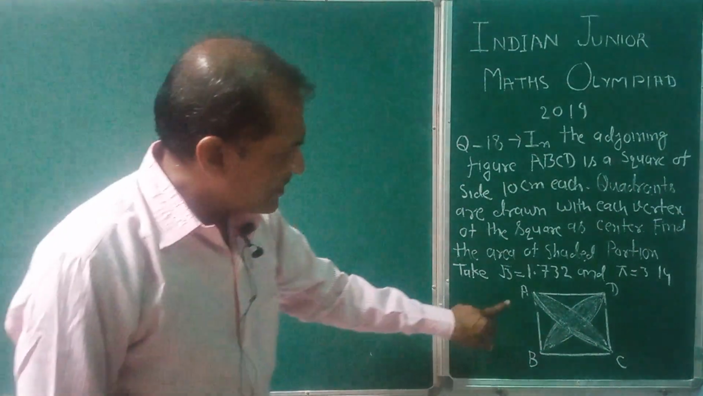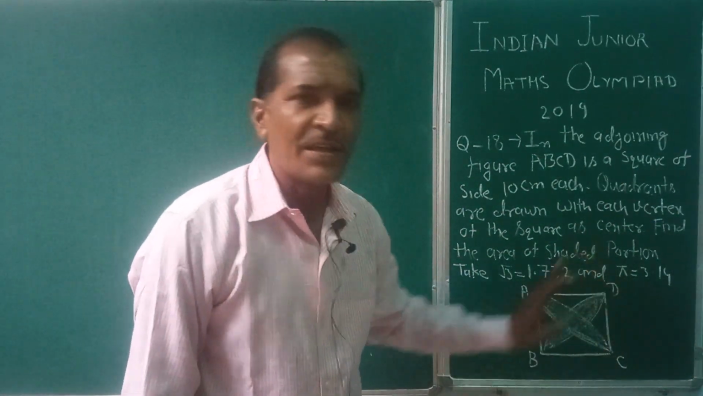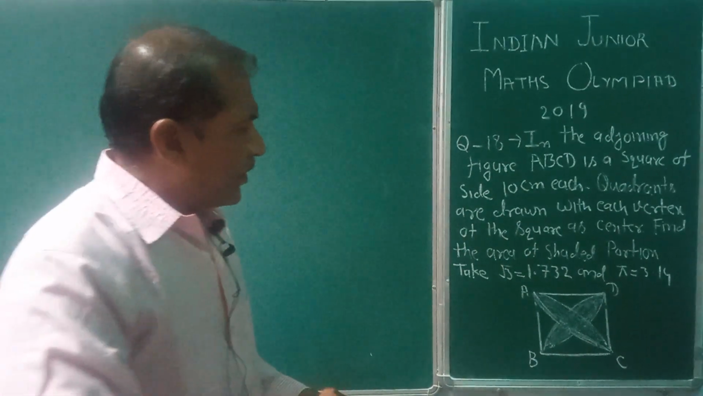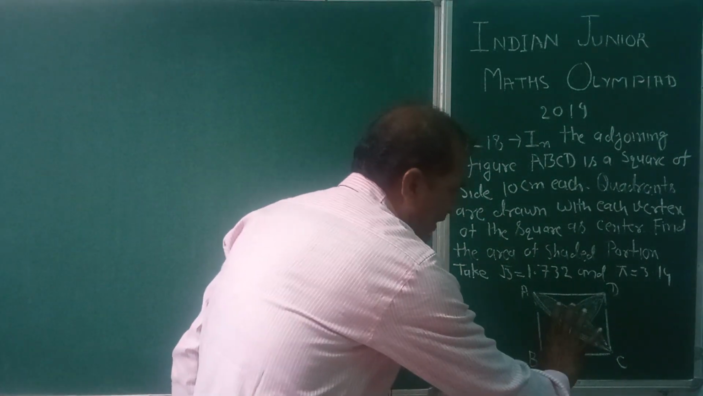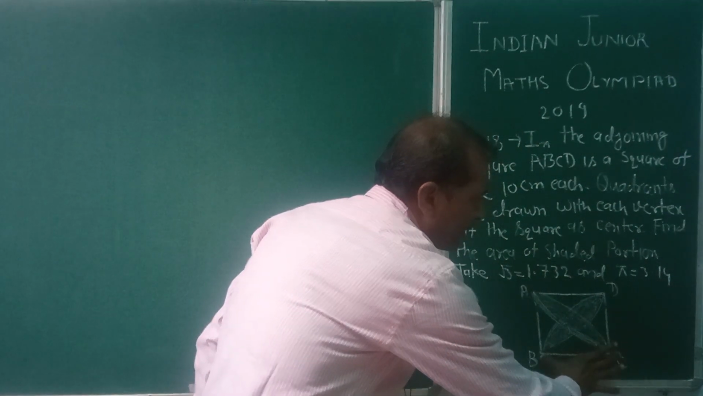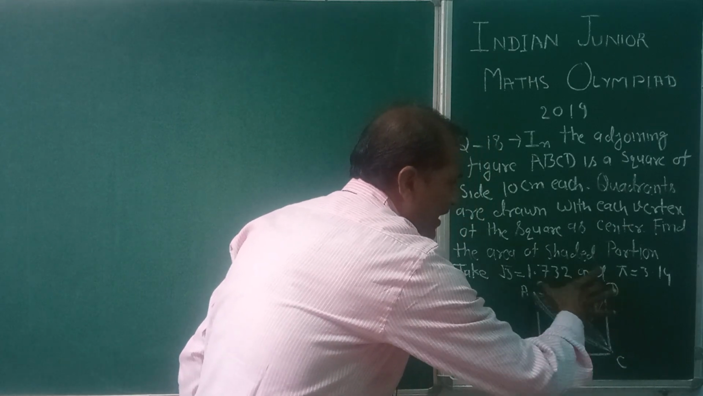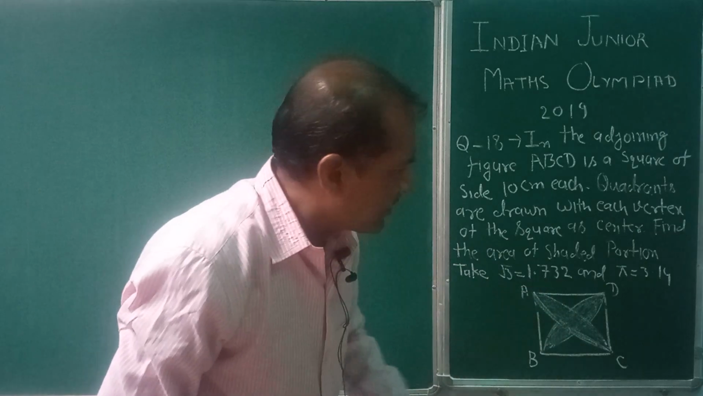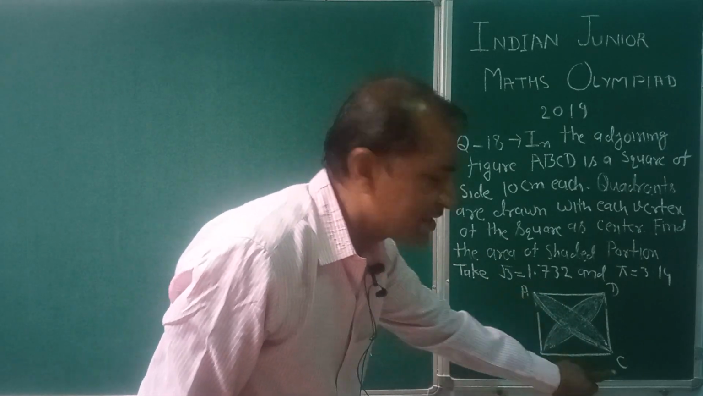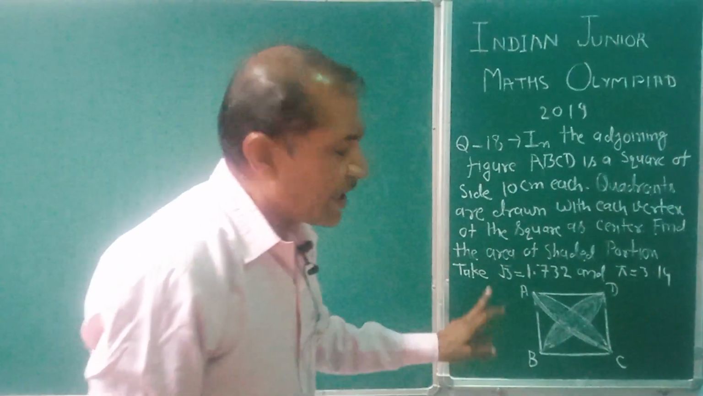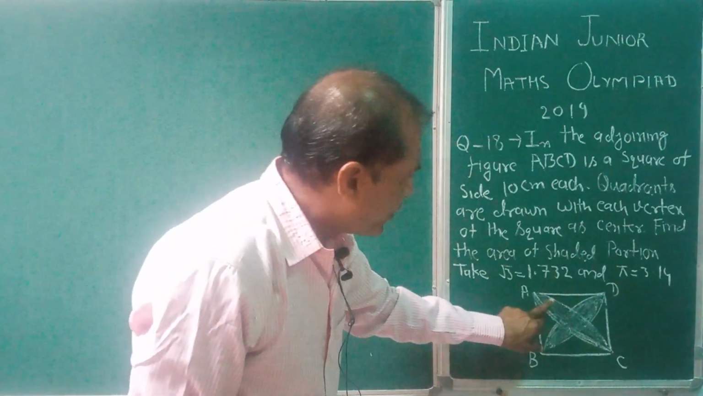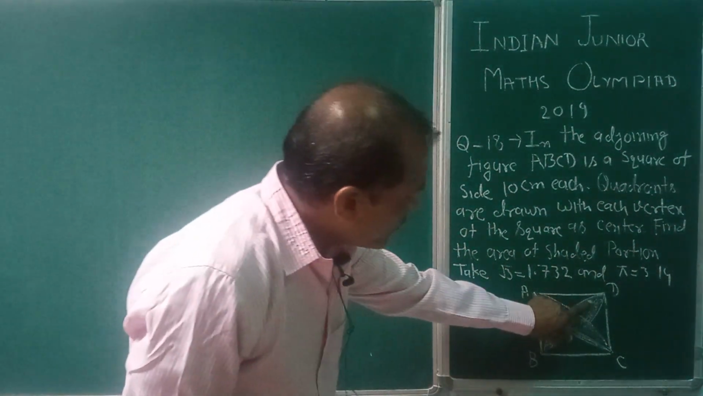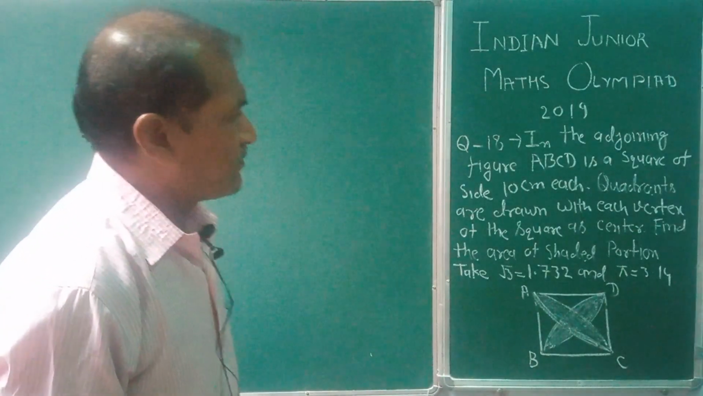So we have this ABCD, a square. The length of its side is 10 centimeter. Taking B as center, we have drawn this quadrant, and taking D as center, we have drawn this quadrant AC. So this figure is formed. Similarly, on taking A and C as the centers, we have drawn the quadrants. So this portion is formed. Now we are supposed to find out the area of this shaded portion.